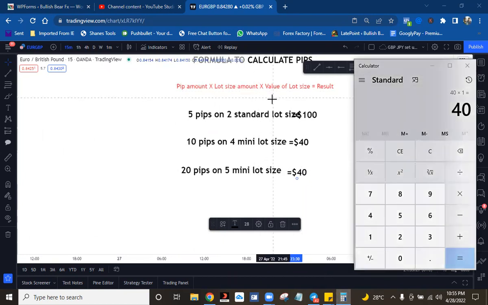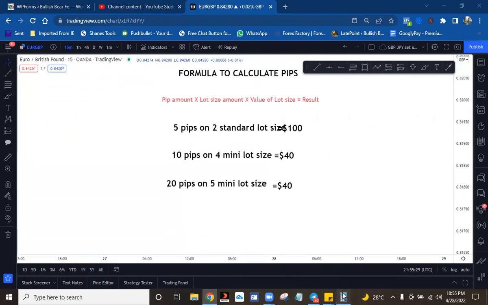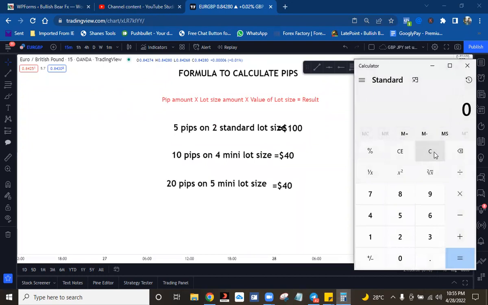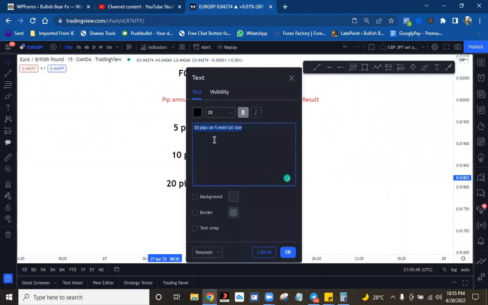Remembering the formula says pip amounts. So I'm risking 20 pips times how many lot size am I using? 5 micro lot size, micro.